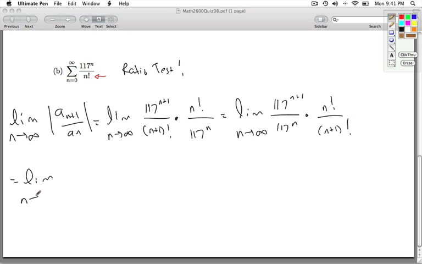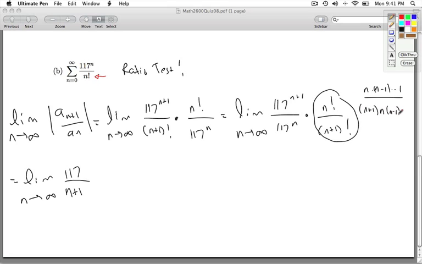So this is the limit as n traipses off to infinity. 1187 to the n plus 1 over 1187 to the n. You subtract the exponents, you just get 1187. n factorial over n plus 1 factorial just gives you 1 over n plus 1. Remember, with these factorials, when in doubt, write them out. You've got n times n minus 1 all the way down to 1. Here you have n plus 1 times n times n minus 1 all the way down to 1. So everything cancels except that first one there.